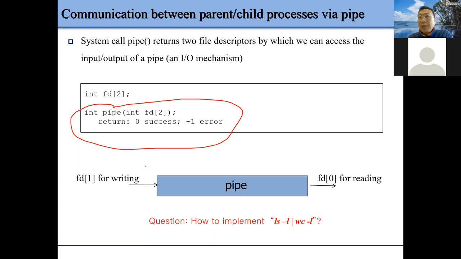Then pipe is really like a water pipe. Then we have two sides. But here, because we are talking about the computer, so we have a byte stream. Right, so in our reality, we may have a water pipe, we have a water stream, but here it is a byte stream. Then we have two sides, write end and read end. Okay, so FD1 is for the write end, FD0 is for the read end, for this pipe.